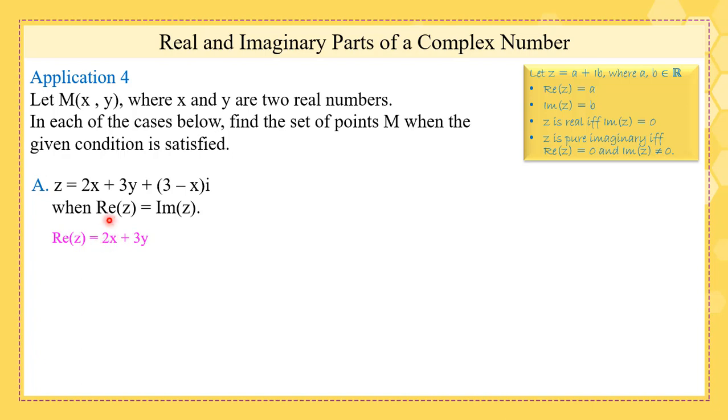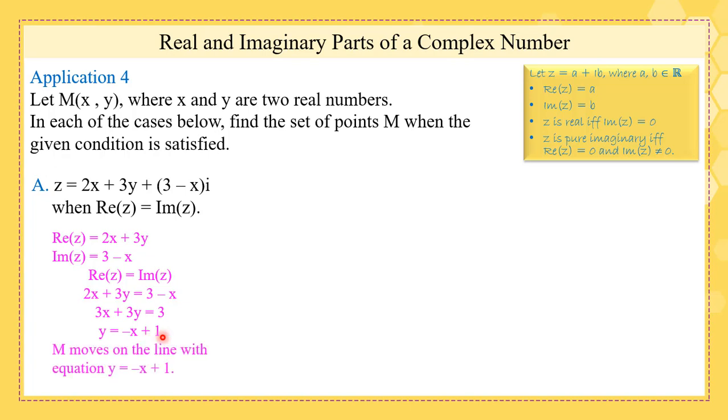Well, in this case, the real part is 2x plus 3y, and the imaginary part is 3 minus x. If they are equal, we just write the two expressions to be equal. We get y is minus x plus 3, and we saw previously that in this case, M would move on the line with the equation y equals minus x plus 1.